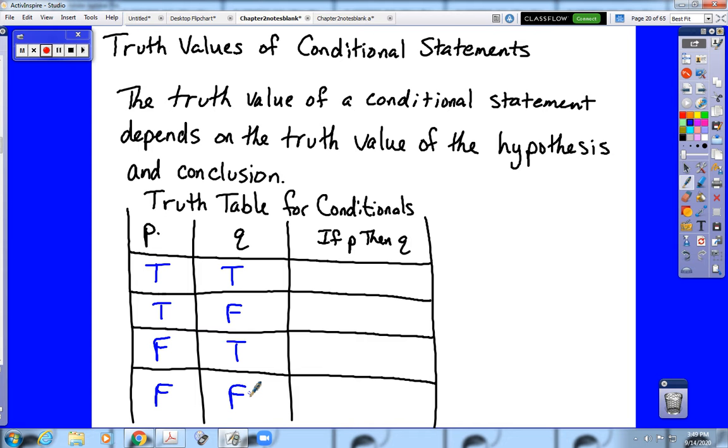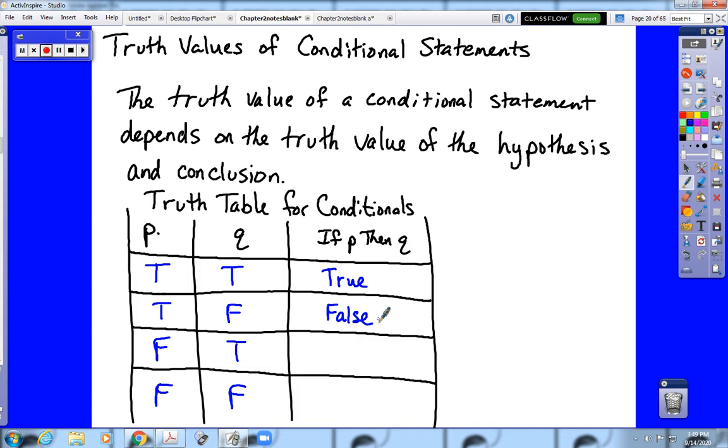So here's how this works. If the hypothesis is true and the conclusion is true, that guarantees a true conditional statement, a truth value of true for the overall conditional. If the hypothesis is true and the conclusion is false, like in the second row of this table, that is how we know that a conditional is false.